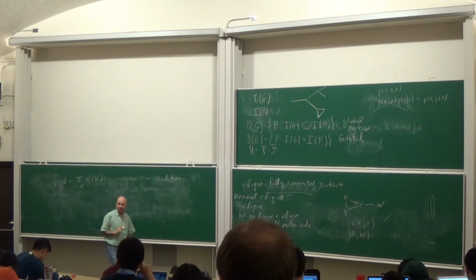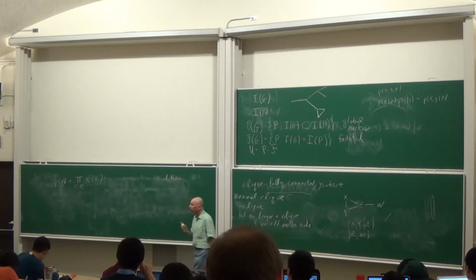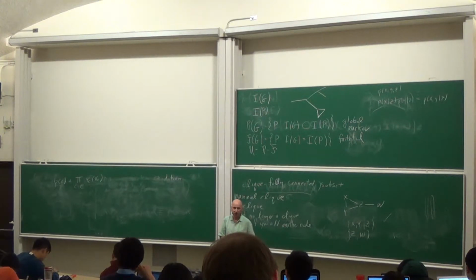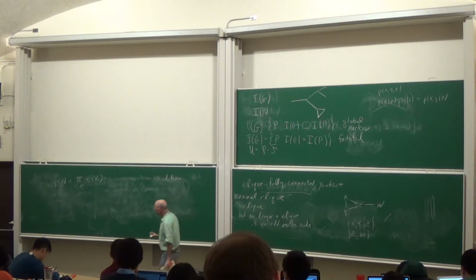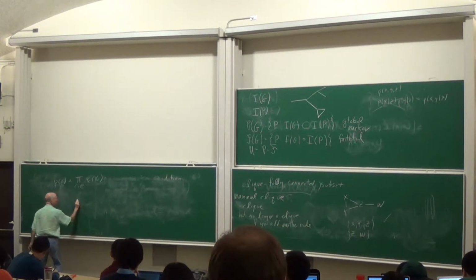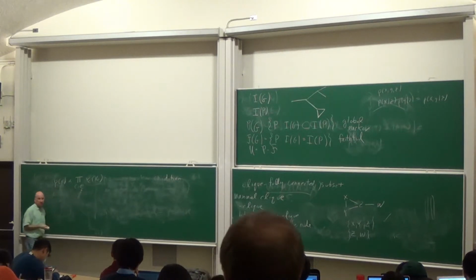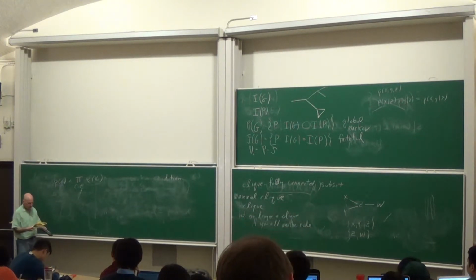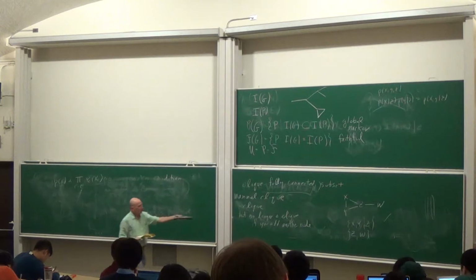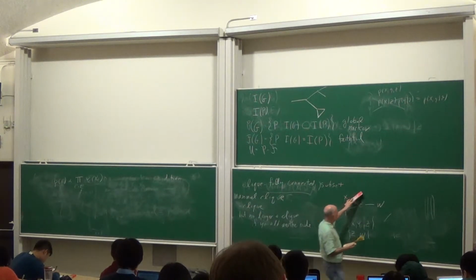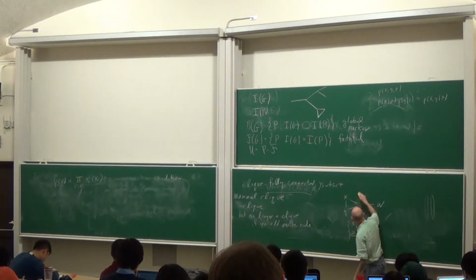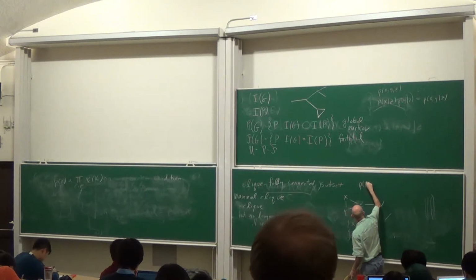Clique potentials are just any non-negative function. They're not probability functions, they're just positive functions. And these are the maximal cliques. So for example, let's write out the clique representation of this.